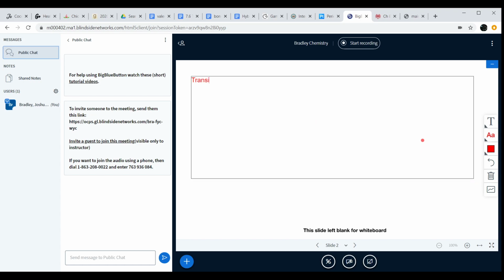So a transition metal is a metal with a variety of oxidation states, okay? And oxidation states are just a variety of amounts of electrons that it can lose. They have a variable amount of electrons that they can use.